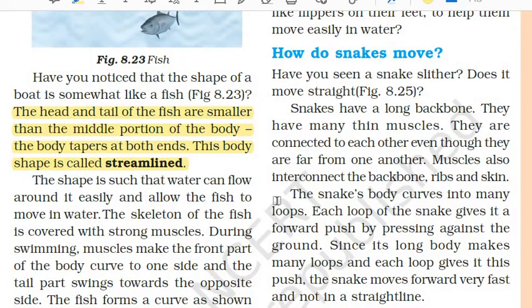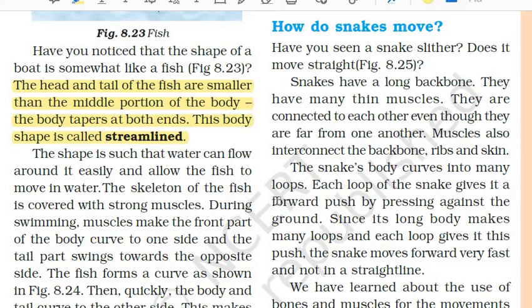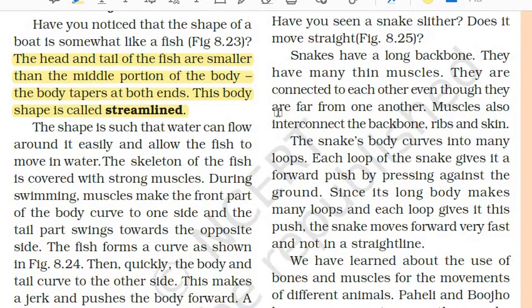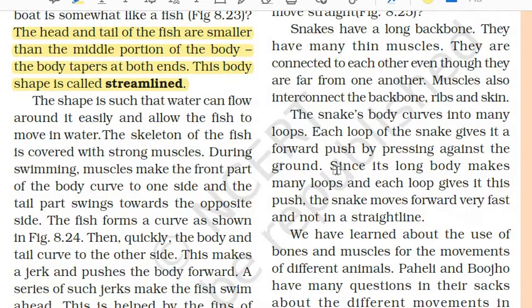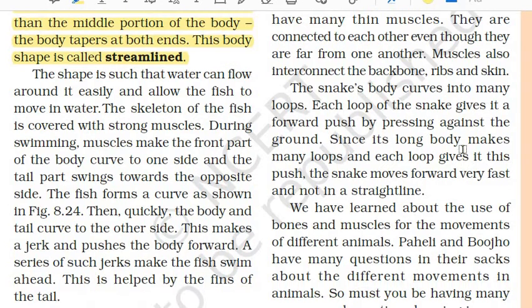How do snakes move? Have you seen a snake slither? Does it move straight? Snakes have a long backbone. They have many thin muscles. They are connected to each other even though they are far from each other. Muscles also interconnect the backbone, ribs and skin.